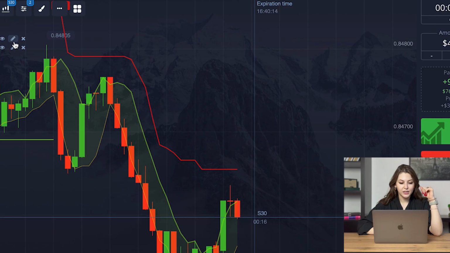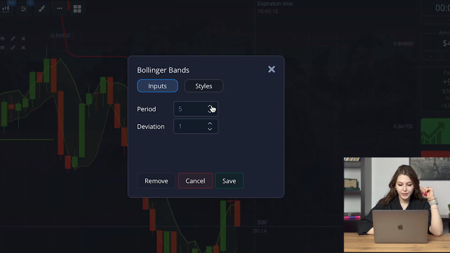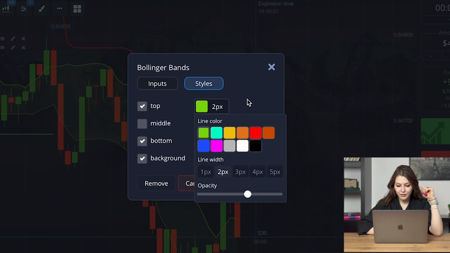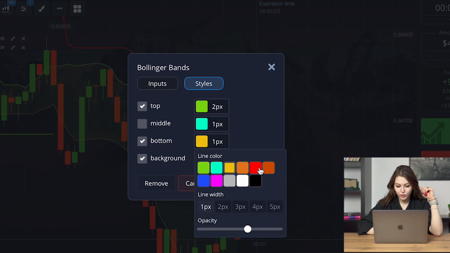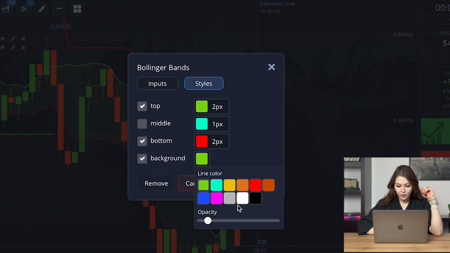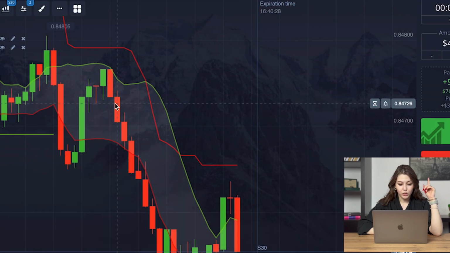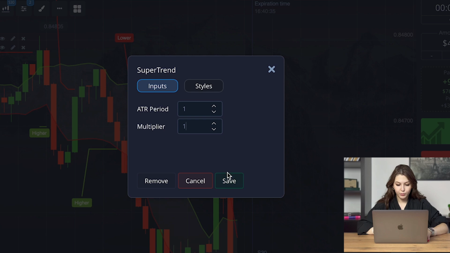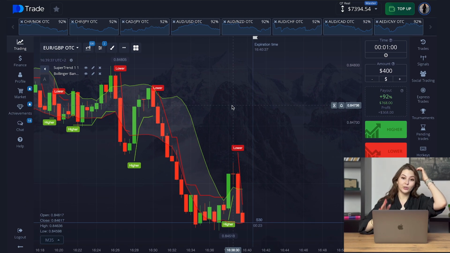So let's correct our indicators a little bit. We're gonna start with the Bollinger Bands. Here we're putting 10 and changing the styles, also putting the red line and the background. Don't forget to save it. And the super trend we're changing too, so we're putting 1 and 1 periods here. So we are ready to start.